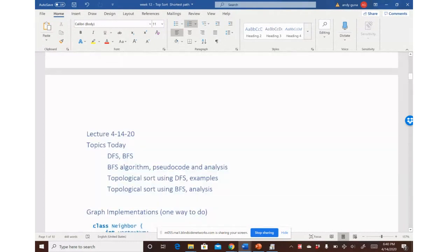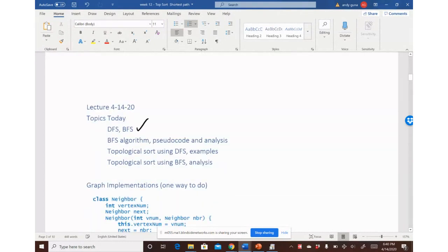But today my goal is to go through once again, remind us about DFS and BFS and the algorithm, the pseudocode, and the analysis. And we'll talk about topological sort using DFS. That's the last thing we did. And also some examples, and also a new way of doing topological sort using BFS and the analysis.